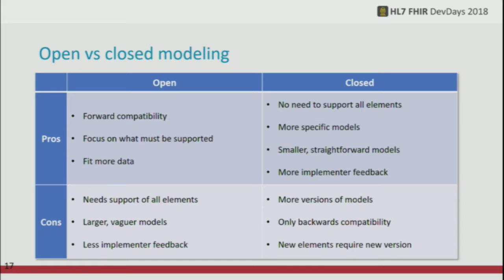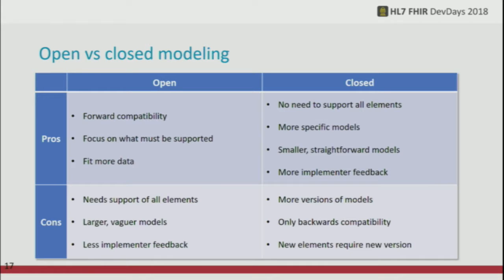And you get much more implementer feedback actually, because when you don't specify an element, you leave it out, and people are not allowed to use it, and they will come to you. They will ask, why can't I put my data in this element? I want to. And then you can make a new version and tweak it, so you'll get a lot of implementer feedback if you do that. The cons are that you get more versions of your model, so you will have to iterate really fast. It's only backwards compatible. New elements require a new version, which is bad.